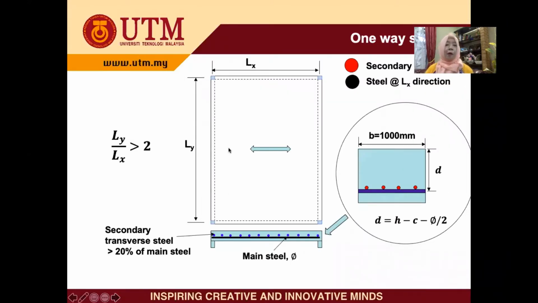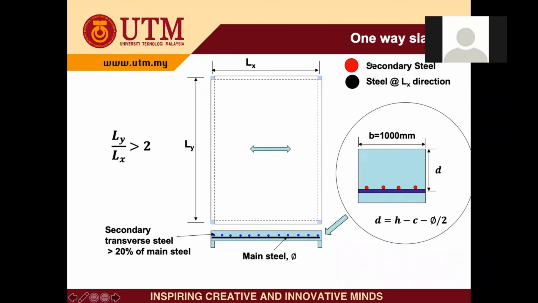Okay, one-way slab. When we design one-way slab, remember what is one-way slab? It is when the longest side divided by the shorter side is greater than 2. So if it is greater than 2, therefore it is a one-way slab, and the slab will be spanning in the shorter direction.